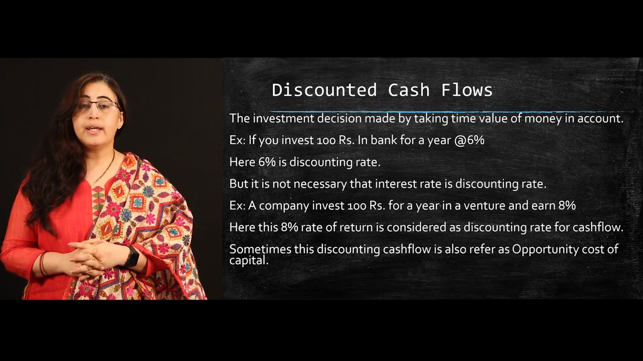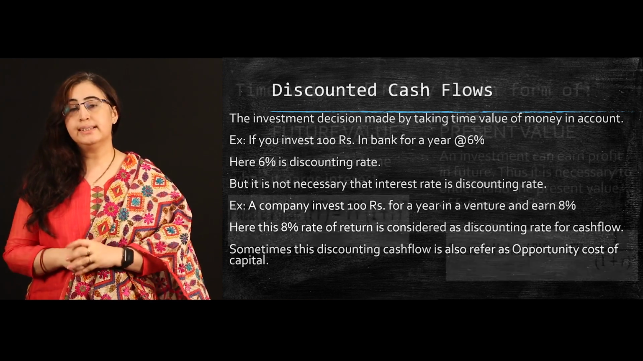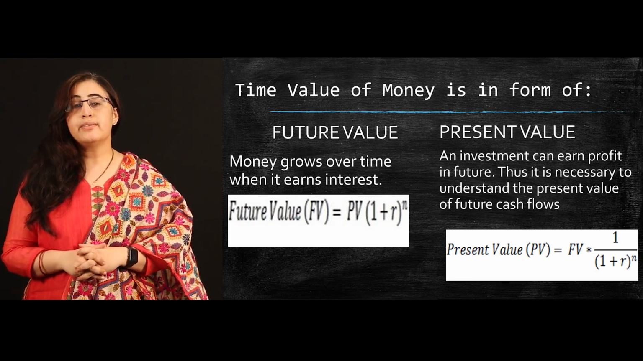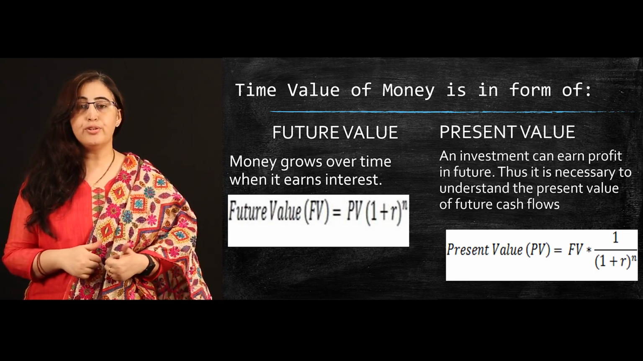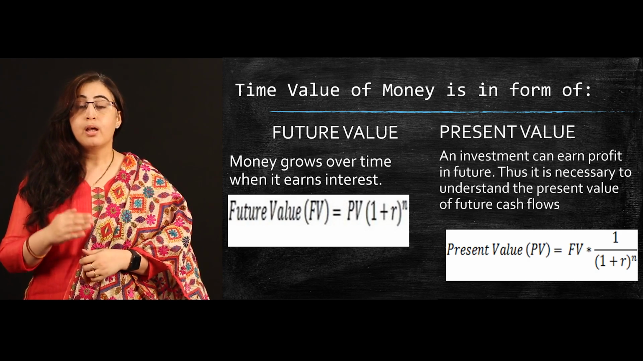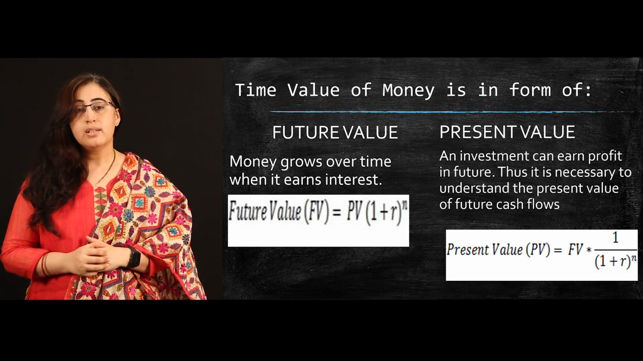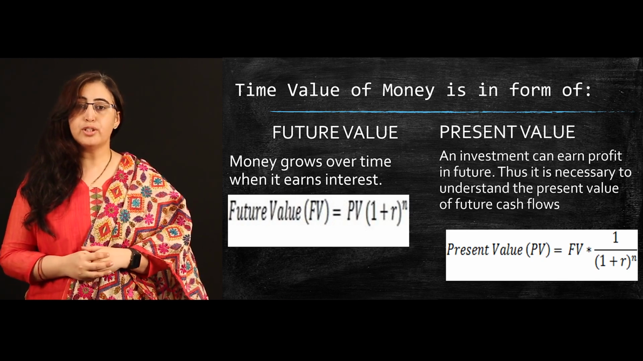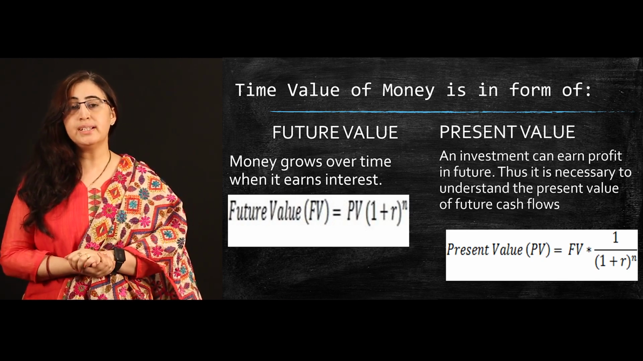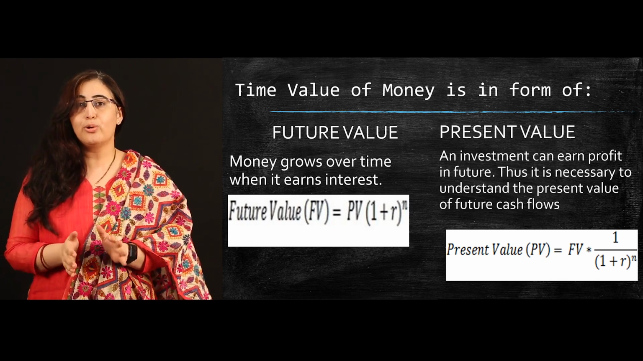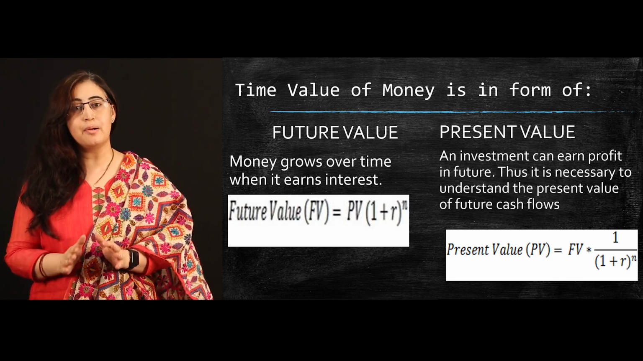Now, look at the time value of money concept once again. Time value is divided into two main values, that is future value and present value. Money grows over time when it earns interest. So, you have two options. First option, you have 100 rupees, put that 100 rupees in your pocket and don't use it. So, it will not grow. It will remain as 100.